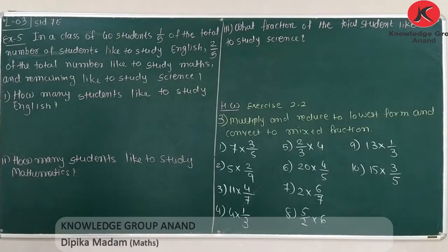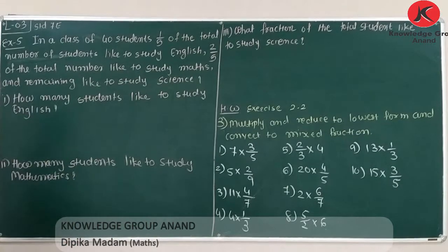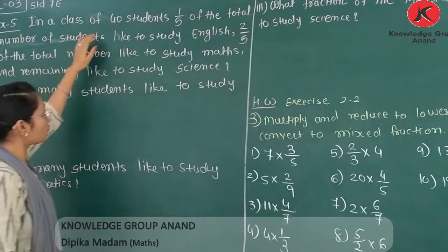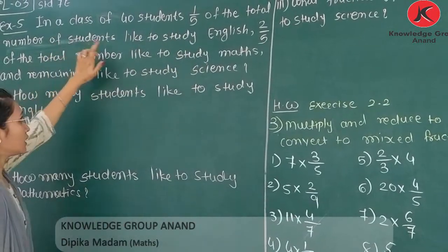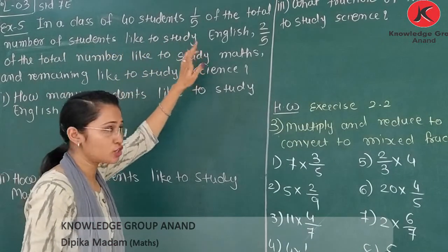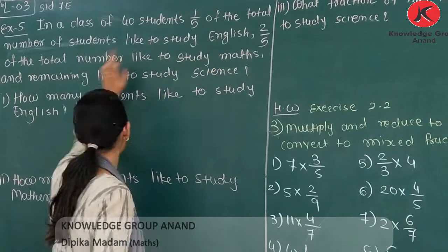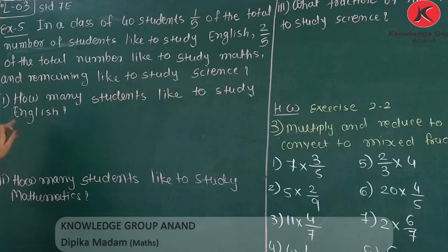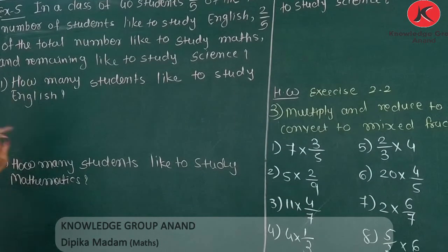Now, using the concept of multiplication of fractions, we will solve example 5 that is given in your textbook. The statement is, in a class of 40 students, 1 by 5 of the total students like to study English, 2 by 5 of the total number like to study maths, and the remaining like to study science. So, in that first question, how many students like to study English?